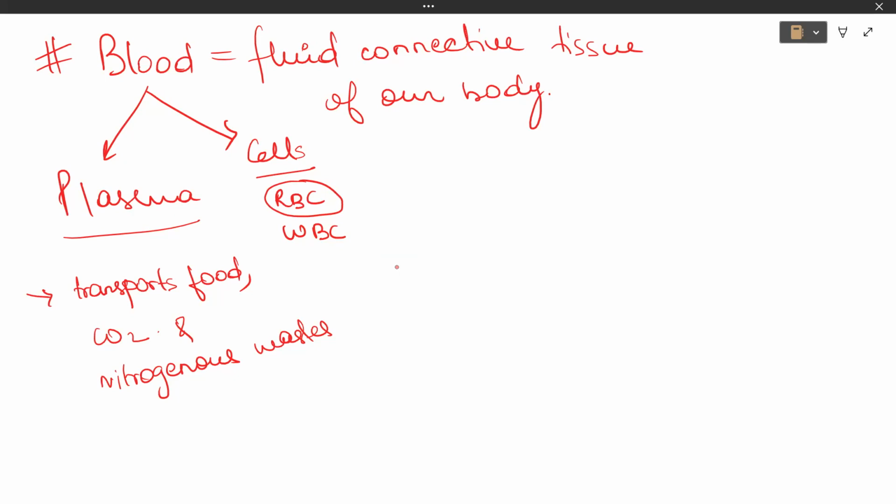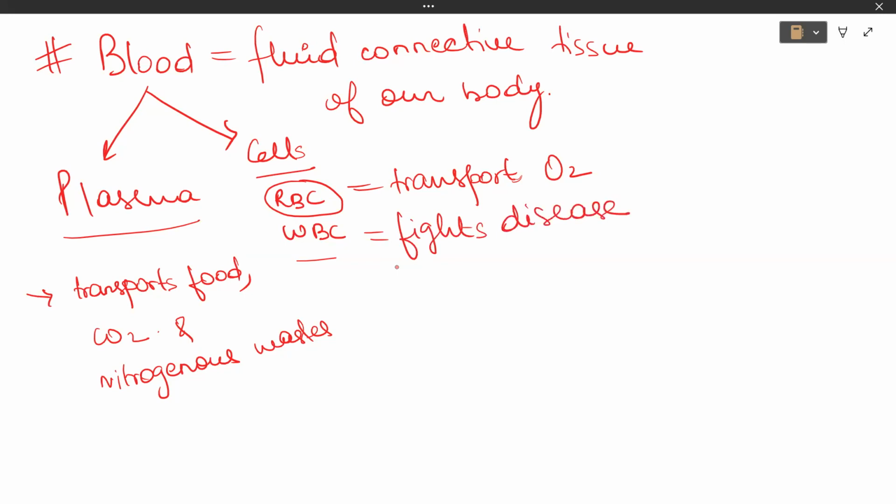Ma'am, tell me. Oxygen? Yes. So RBCs transport oxygen. And what is present in the RBC that transports the oxygen? Hemoglobin. Very good. It is the respiratory pigment which is present in the RBC. Now see, WBC fights diseases. Understood? It fights diseases. So these are the functions of the components of the blood.